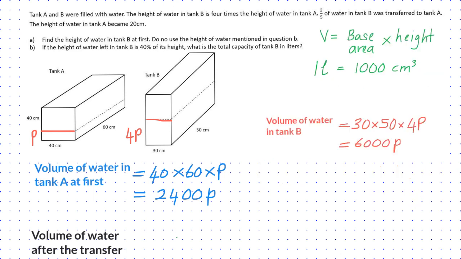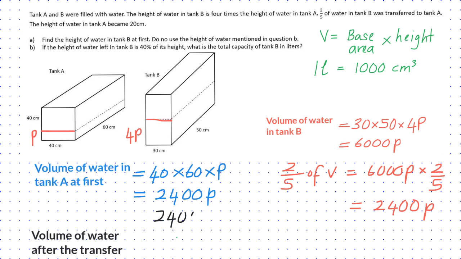So next we are told that 2/5 of water in tank B, which is 2/5 of 6000 P, was transferred to tank A. So 2/5 of the volume is 2400 P. So this 2400 P was transferred to tank A. So let's add this up, and the volume of water after the transfer in tank A is 4800 P.